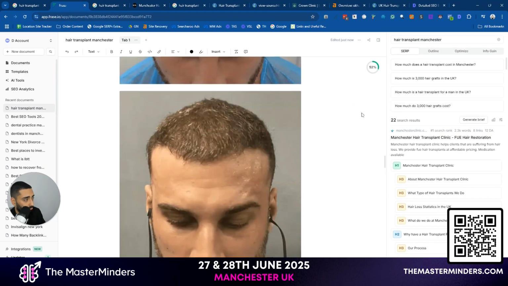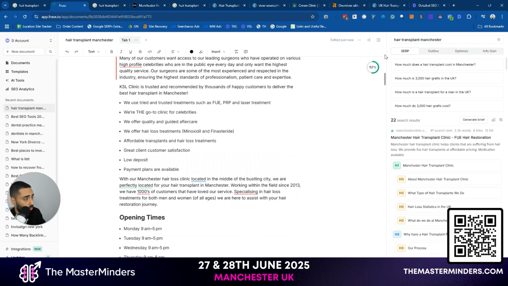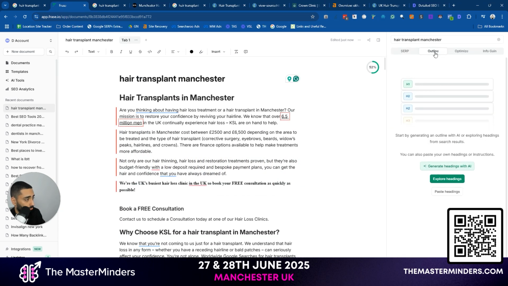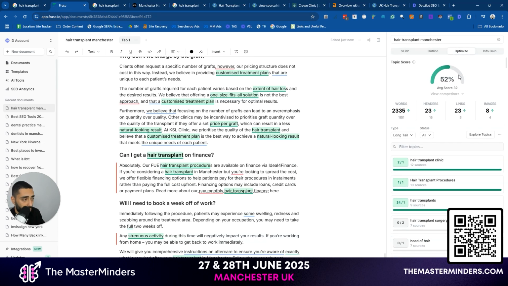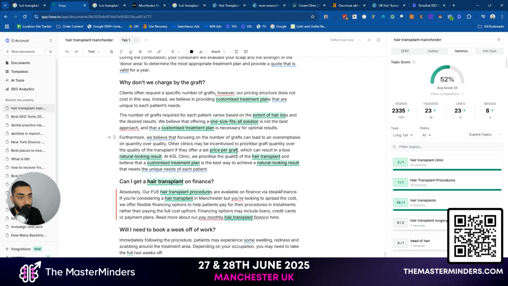So as you can see, this is an SEO score of 52. Now, is it perfect like what I mentioned before? No, it could definitely be improved. But it's enough to get them to rank.